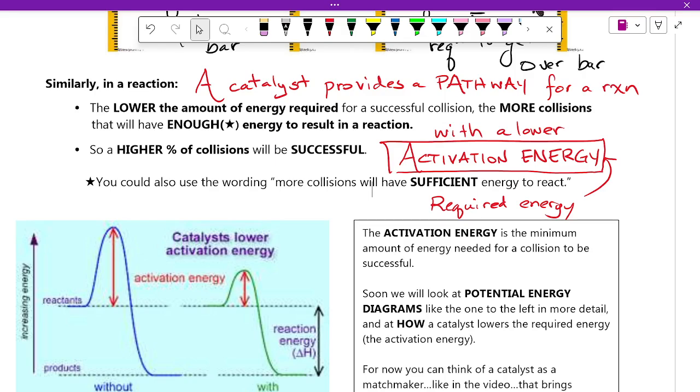So the percentage of people who can get over various hills is going to be different depending on how high the hill is. So the percentage of collisions that will have enough energy to get up there is going to be smaller than the percent of collisions that have a smaller amount of energy. For now, you can think of the catalyst as a matchmaker, which brings things together. If these are the 2 things that are going to react, it brings them together and puts them in a position where it's really easy for them to break apart and do something like switch lids.